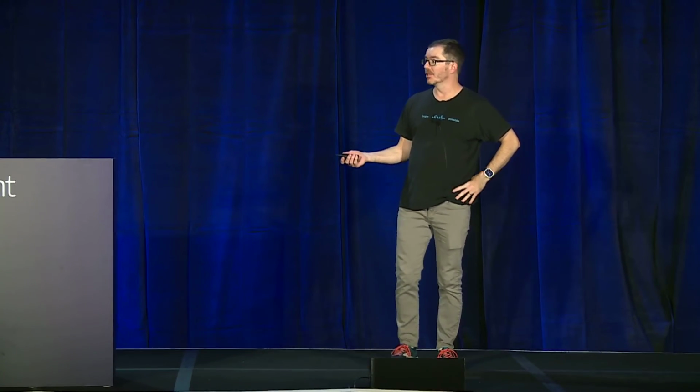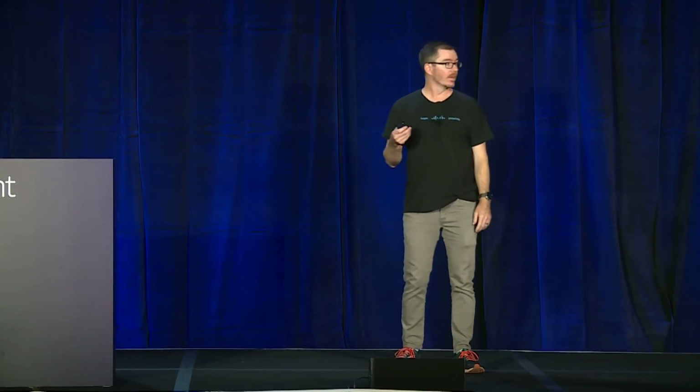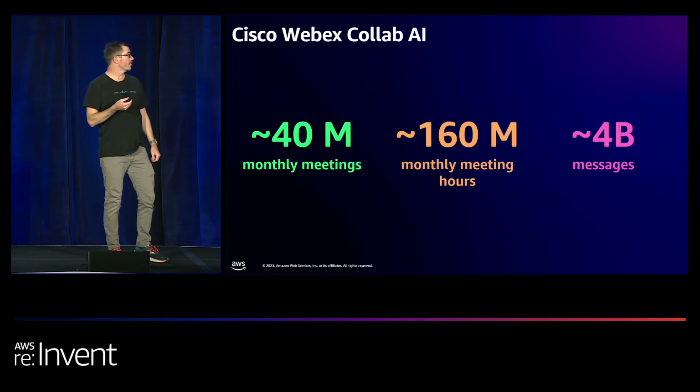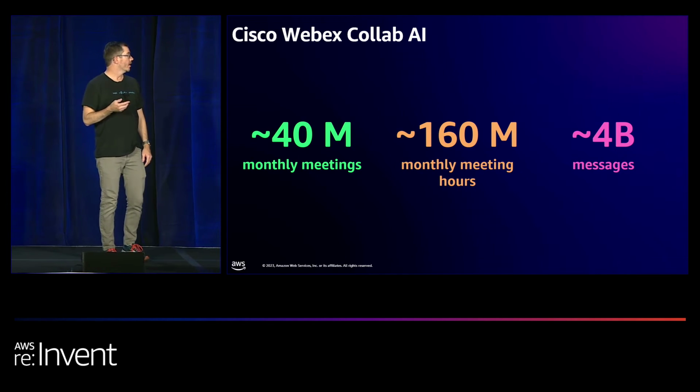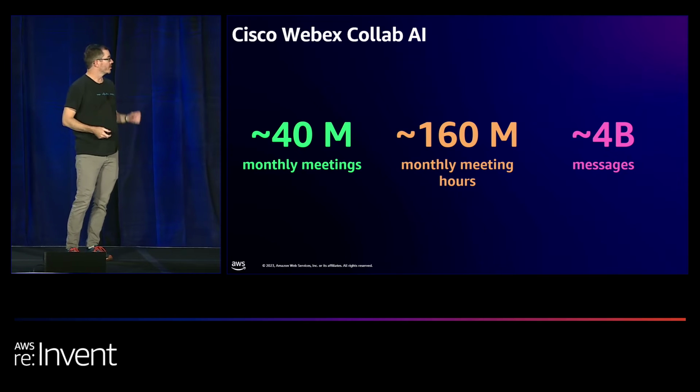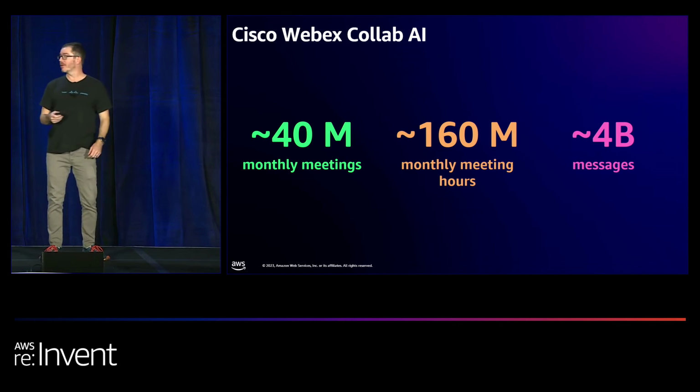My name is Travis. I work in a team called Collab AI in the WebEx business unit at Cisco. Our team's responsibility is to develop services to bring AI capabilities to features in the WebEx ecosystem. And to give you some sense of the scale that we're working with, I have some metrics that I've chosen from Cisco's WebEx marketing material.